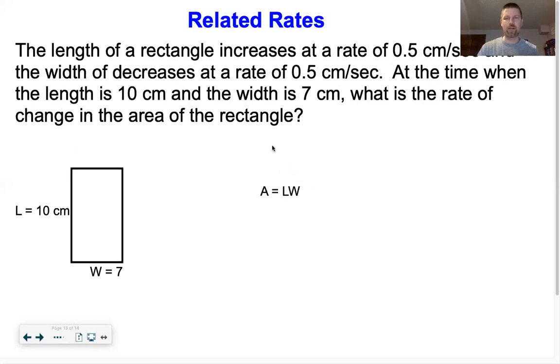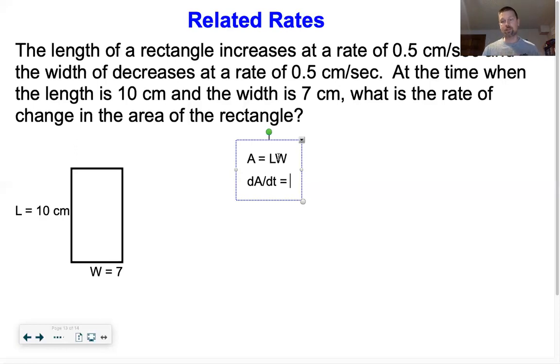However, this is asking me for the rate of change in the area. Well, if A is area, the rate of change would be how fast that area is changing with respect to time, t. So I really want dA/dt. I want the derivative of A with respect to t. So I take the derivative of everything with respect to t. Derivative of A would be dA/dt. That'll equal the derivative of this thing.